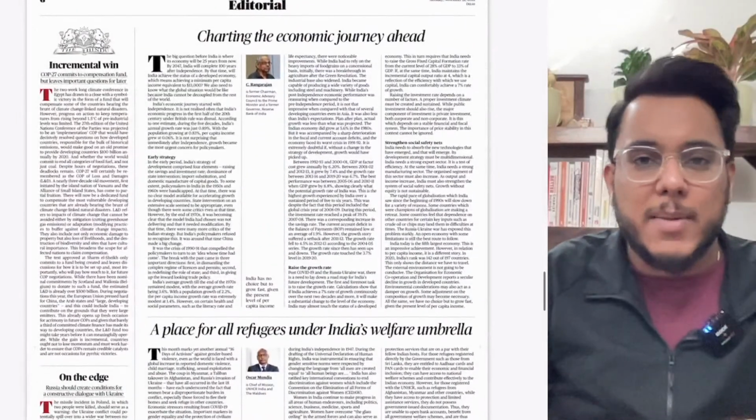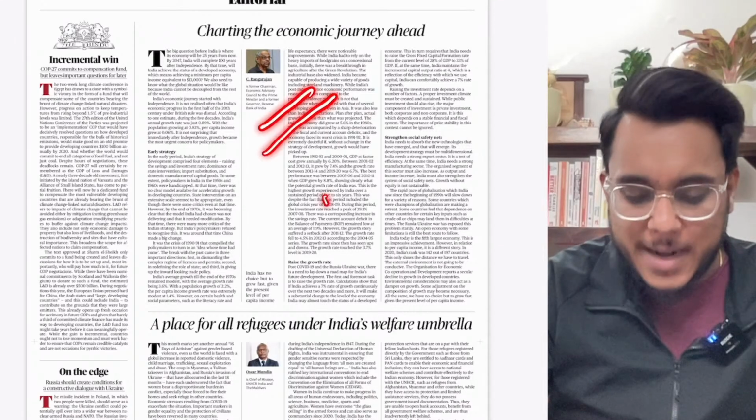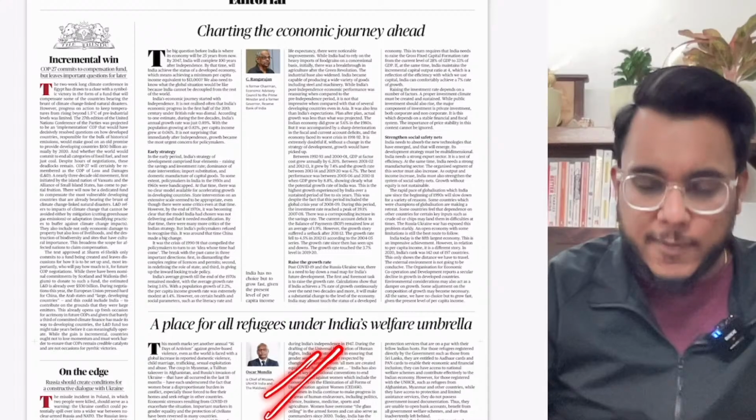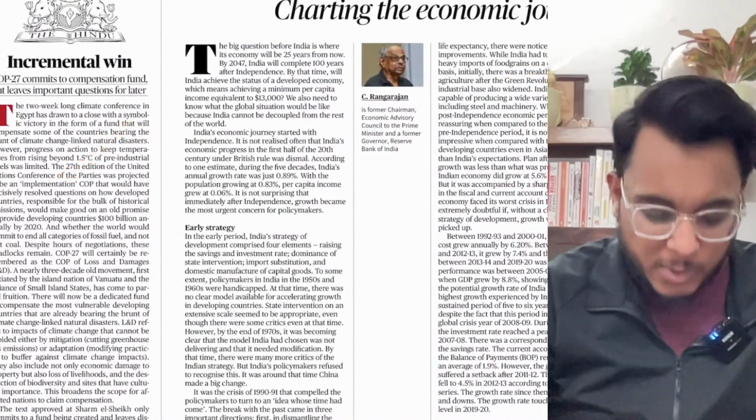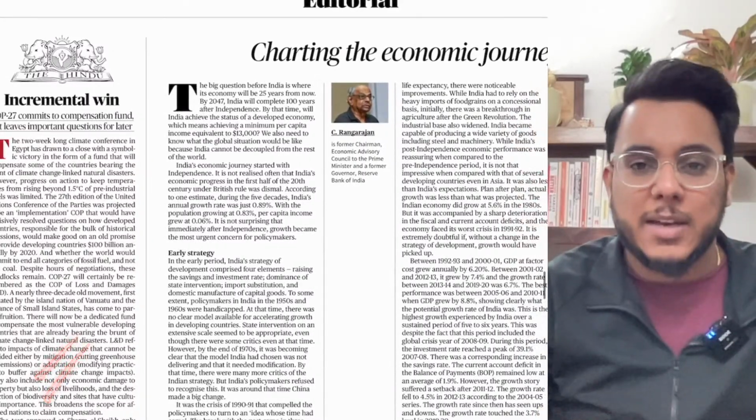So directly we'll be coming to the editorial page, and on the editorial page, first article, charting the economic journey ahead. We'll see this particular article. The article is talking about what India needs to focus upon if India wants to become a developed nation. Then a place for the refugees. We'll see this particular article. Incremental win. Now this article is talking about the COP27. We'll see this particular article also, guys.